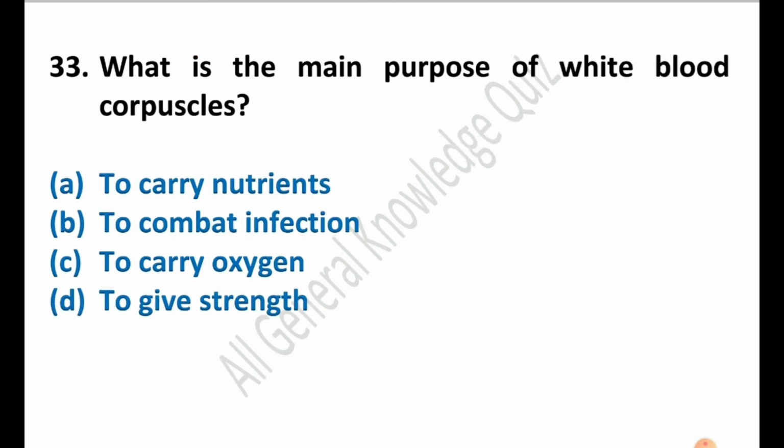Question number 33. What is the main purpose of white blood corpuscles? Option A, to carry nutrients. Option B, to combat infection. Option C, to carry oxygen. Option D, to give strength. The answer is option B, to combat infection. The main purpose of white blood corpuscles is to combat infection.